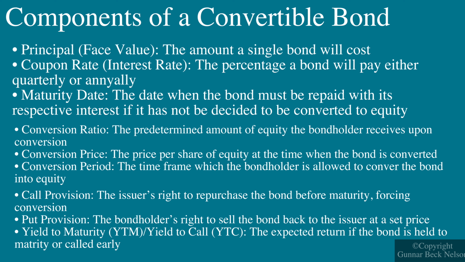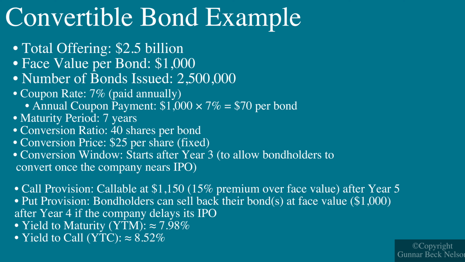1. Needs a principal face value, which is the amount a single bond will cost, the coupon rate, indicated as the interest rate, maturity date, conversion ratio, conversion price, conversion period, call provision, put provision, yield to maturity / yield to call. And say, for example, we have a company issuing a convertible bond and they are looking to raise $2.5 billion with the predetermined plan to allocate resources and infrastructure with stable recurring revenue prior to going public on a stock exchange and issuing their shares to the public.